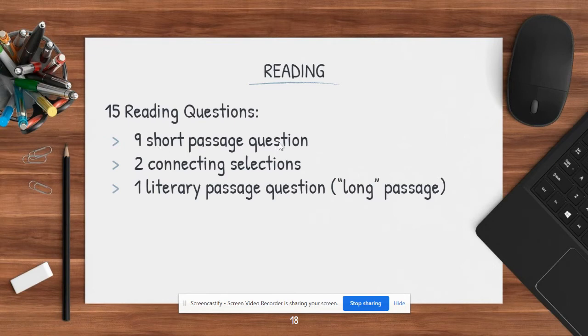They're going to have 9 short passages, 2 connecting selections, and 1 literary passage. And the literary passage has 4 questions. So if you add that together, 4 plus 2 plus 9, 9 plus 2 is 11, 11 plus 4, that's 15. I'm sorry, my math was a little off. I'm not the math TSI person, so that's a good thing. But they'll actually get the literary passage first, then the connecting selections, then the short passages.